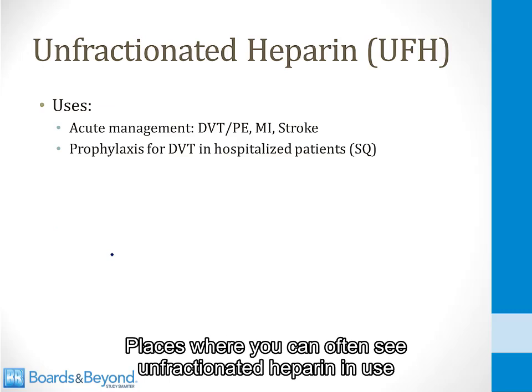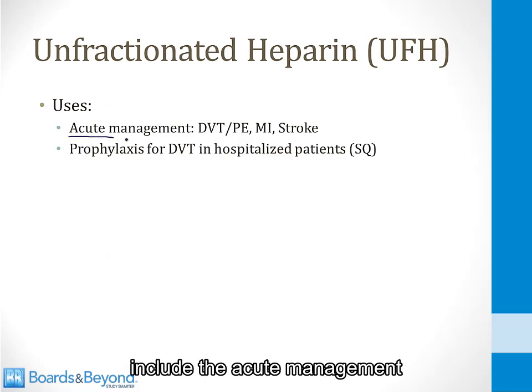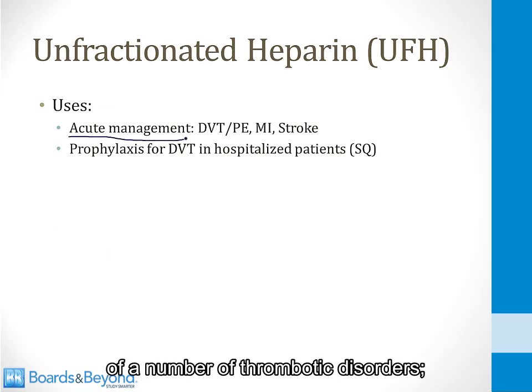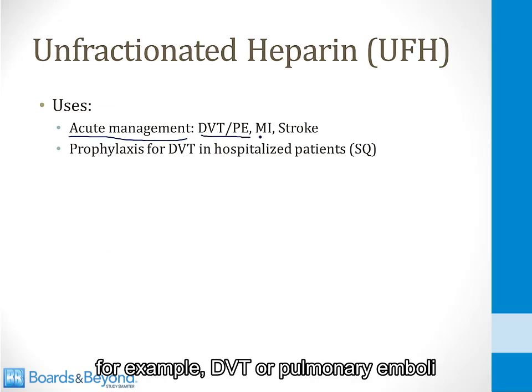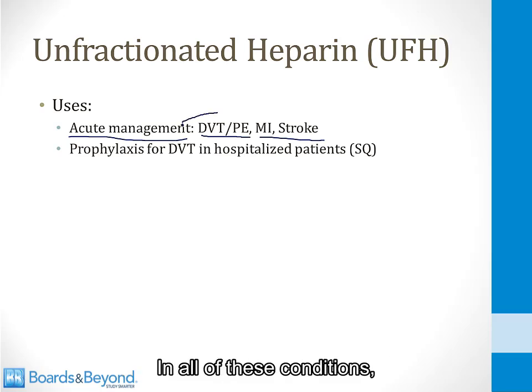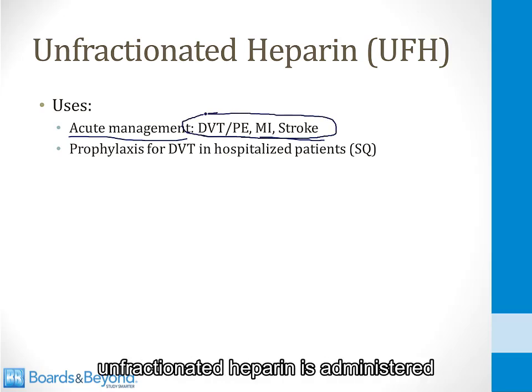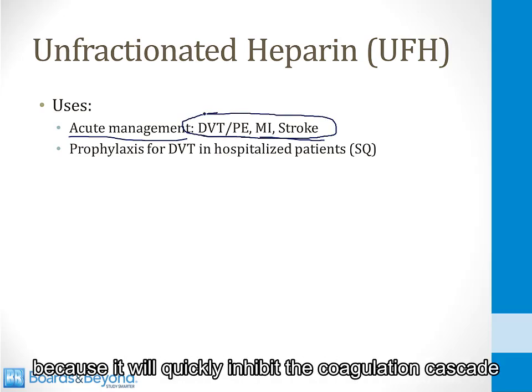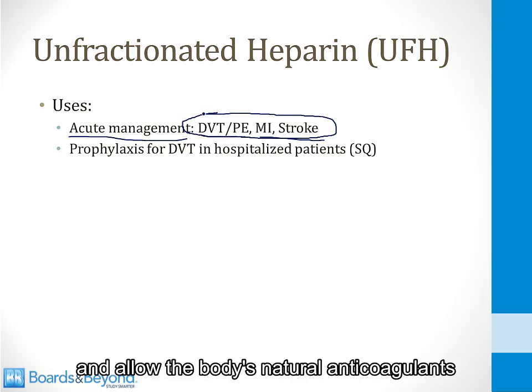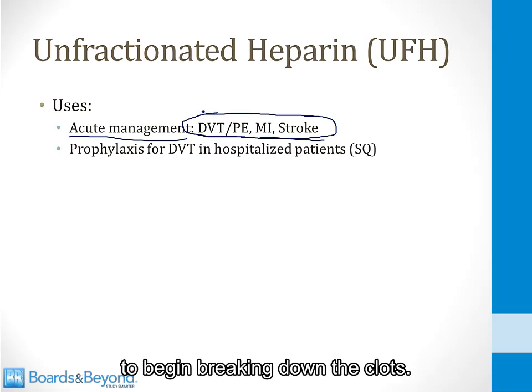Places where you can often see unfractionated heparin in use include the acute management of a number of thrombotic disorders, for example, DVT or pulmonary emboli or myocardial infarction or stroke. In all of these conditions, unfractionated heparin is administered because it will quickly inhibit the coagulation cascade and allow the body's natural anticoagulants to begin breaking down the clots.